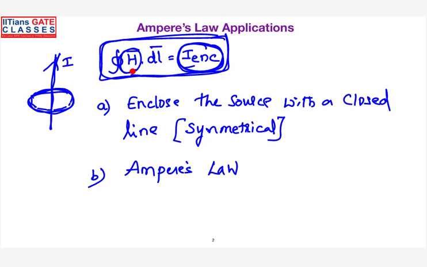If you have a current carrying element like this and want to calculate the magnetic field intensity, you take a small current element, a small length, find the magnetic field intensity at the observer position, and then integrate. That is the conventional way of doing magnetic field intensity calculations, but Ampere's law makes the problem simpler. Like Gauss law made the problem simpler, the same thing you can do with Coulomb's law as well. So right now we'll see how to apply Ampere's law.